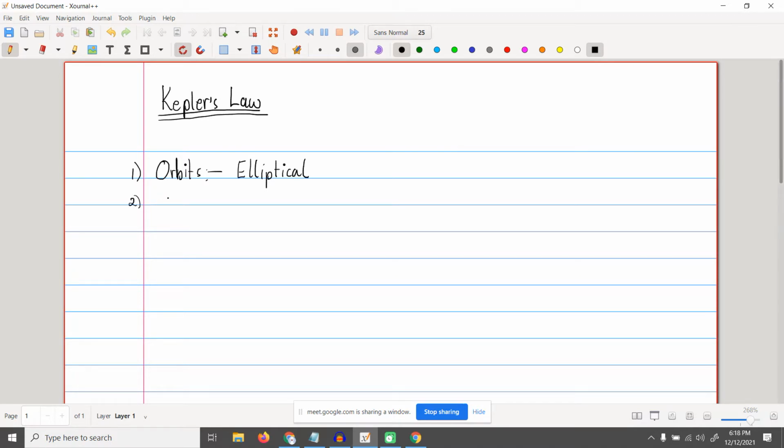The second one tells us that the line joining the planet and the sun sweeps equal areas in equal time. So equal areas is the second law. And then T squared and R cubed are proportional to a constant, so they're related to each other.